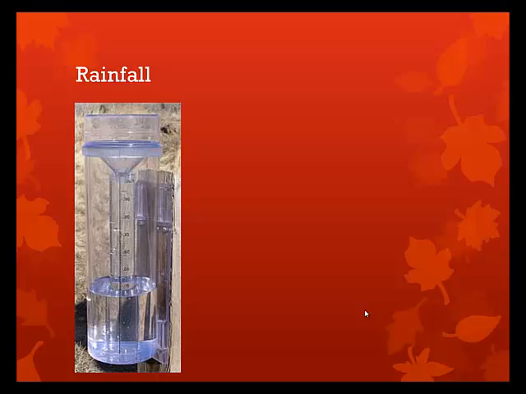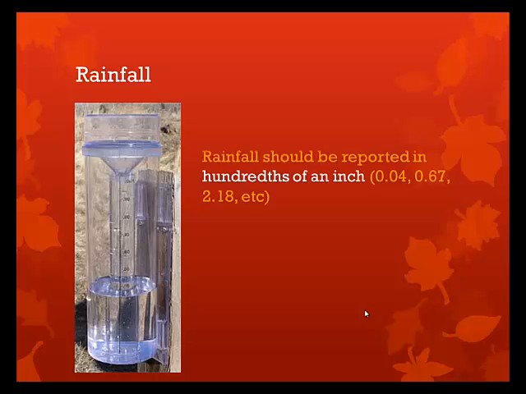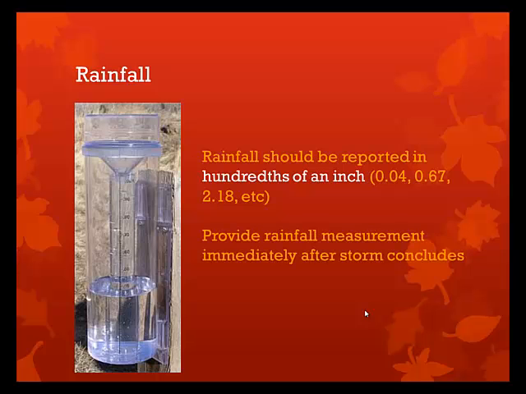Moving on to rainfall, many of you may have the standard rain gauge from the National Weather Service as shown in the picture here, or you may have your own rain gauges at home. Rainfall should be reported in hundredths of an inch, such as 0.04, 0.67, 2.18, etc. Provide a rainfall measurement immediately after the storm concludes. You may also send a 24-hour total at your convenience.